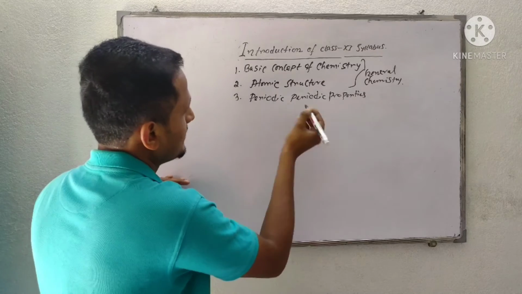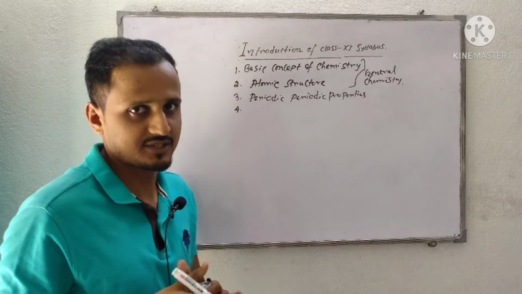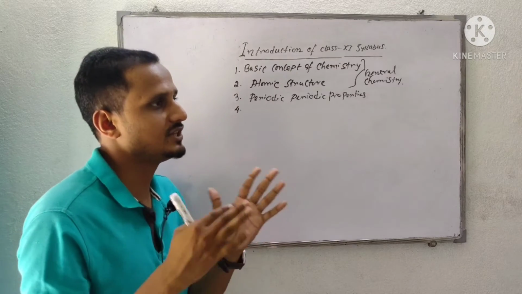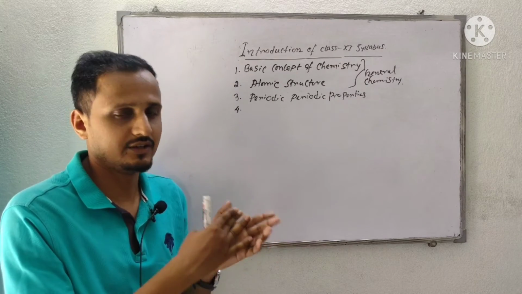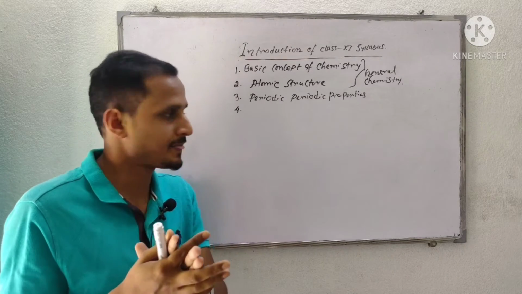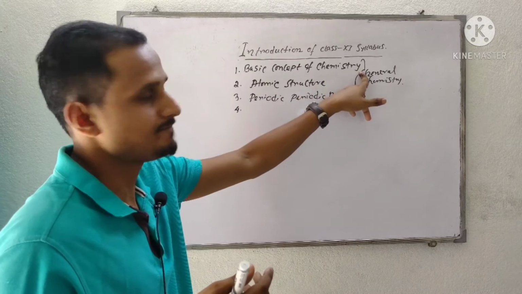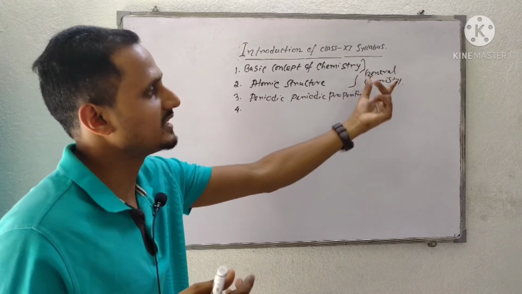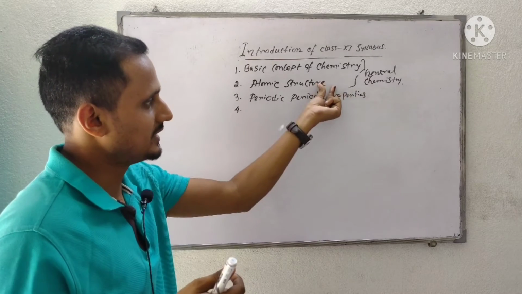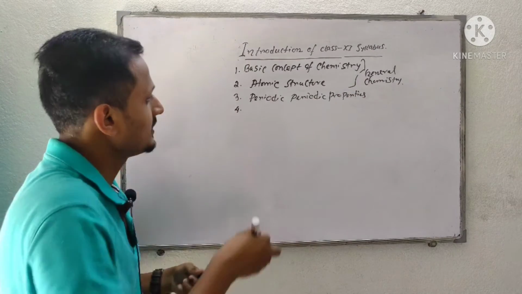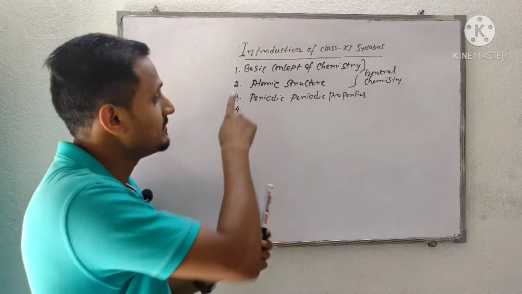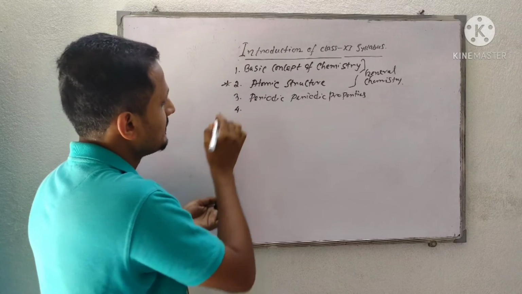So periodic properties. Periodic property is a chapter of inorganic chemistry. You know that in class 11 you have to divide your book into portions, in 4 portions actually: general chemistry, inorganic, organic and physical. So this is the general chemistry. Atomic structure you can also take in general chemistry, but it is required also in inorganic and also in physical. The electronic configuration you require in organic also. So that is a very important chapter.